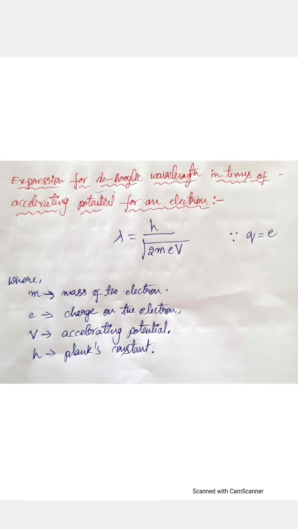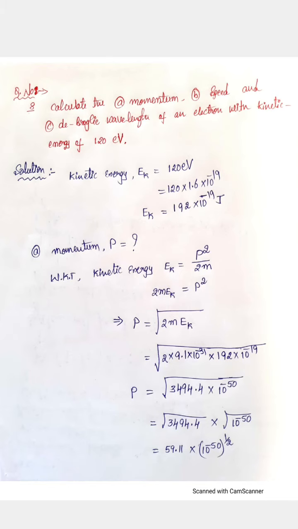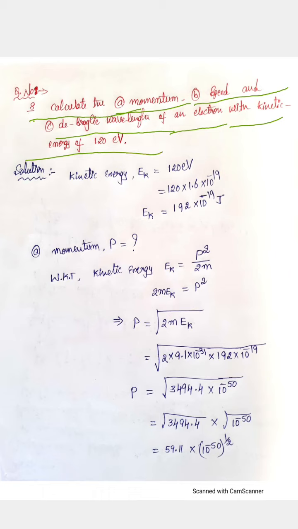Now by using all these formulas, we are going to solve the numerical questions. Now all of you read the given question, question number 8. What have they given? Calculate A, the momentum, B, the speed, and C, the de Broglie wavelength of an electron with a kinetic energy of 120 electron volt. An electron is there which has a kinetic energy equal to 120 electron volt. Now we have to calculate the first one: A is momentum, next B is speed, next C is de Broglie wavelength.